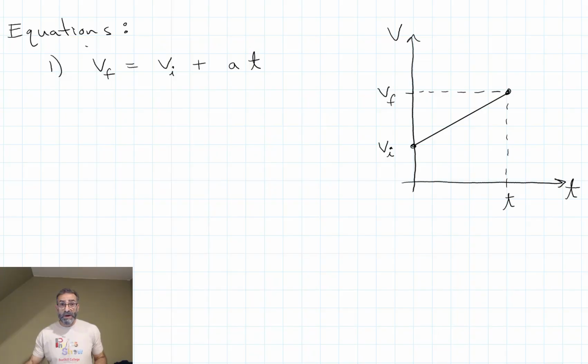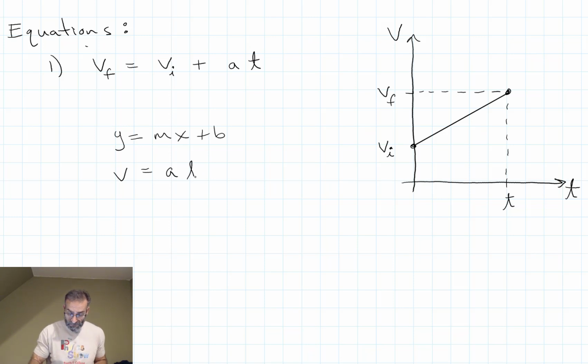We'll start with equation 1. This one's fairly simple because we know it's a straight line. And the equation of a line, the slope-intercept equation of a line, is y equals mx plus b. Y is our vertical axis. In this case, it's velocity. M is the slope of the line. In this case, it's acceleration. X is our horizontal axis, which is time. B is our y-intercept, and we know that that is v initial.